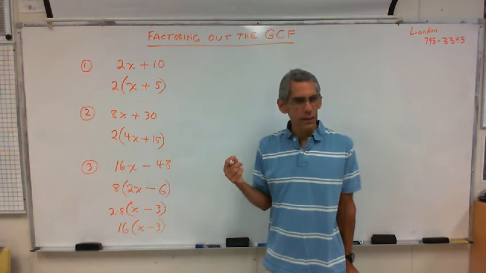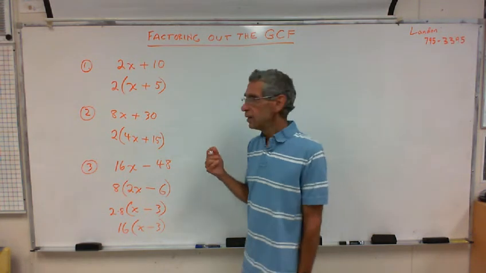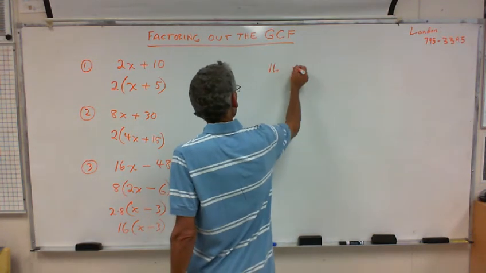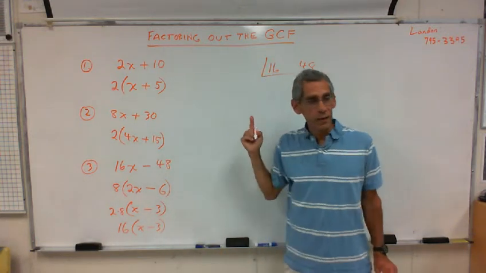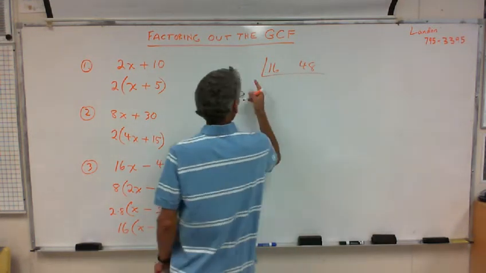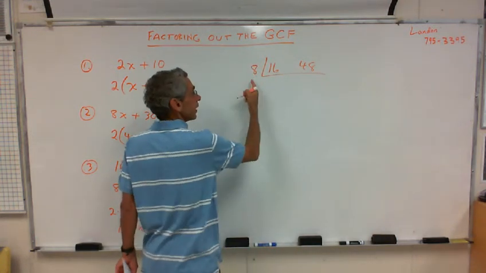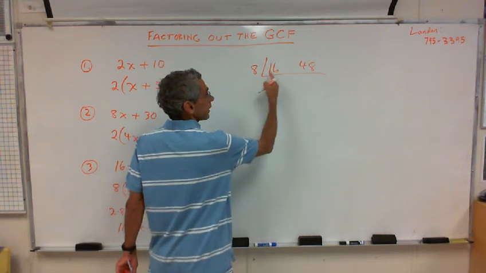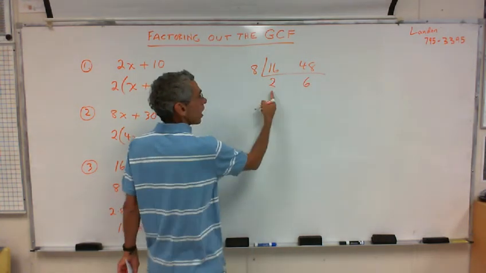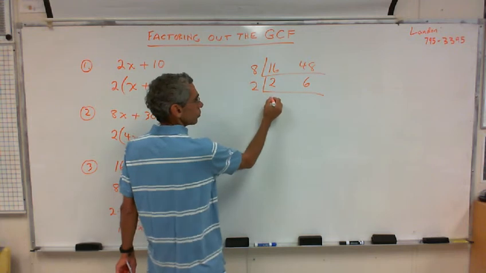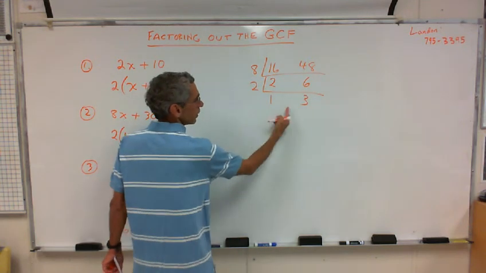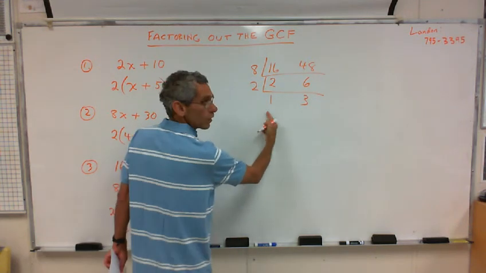Remember how to do the upside down birthday cake method? If you had 16 and you had 48, this is a great way to find the greatest common factor. So if you said 8, right? 8 goes in 16 twice. 8 goes in 48 6 times. Ah, wait. 2 goes into both of those. So 2 goes into 2 once. 2 goes into 6 3 times. Nothing goes into these two other than 1.